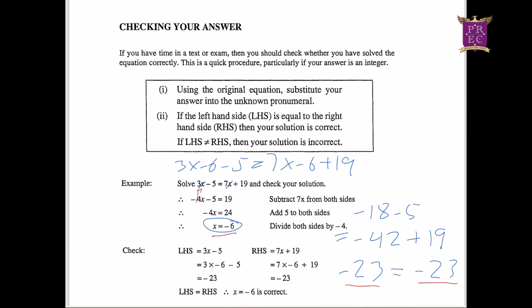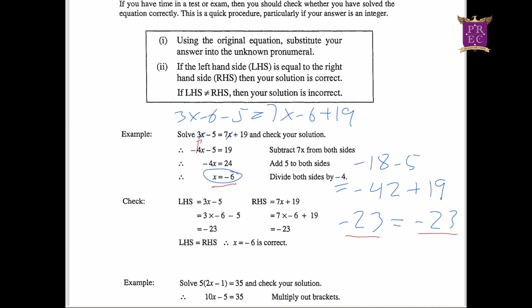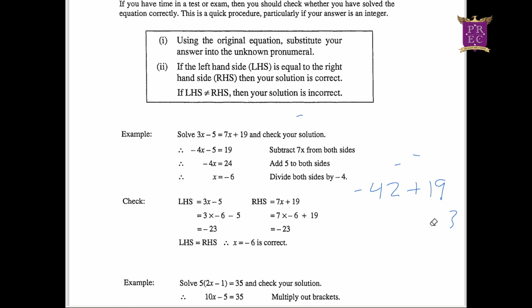Alright, moving on to checking your answer. Oh, sorry. So, how you can check if your answer to an algebraic equation is correct is you can sub in your value for x back into the original equation.